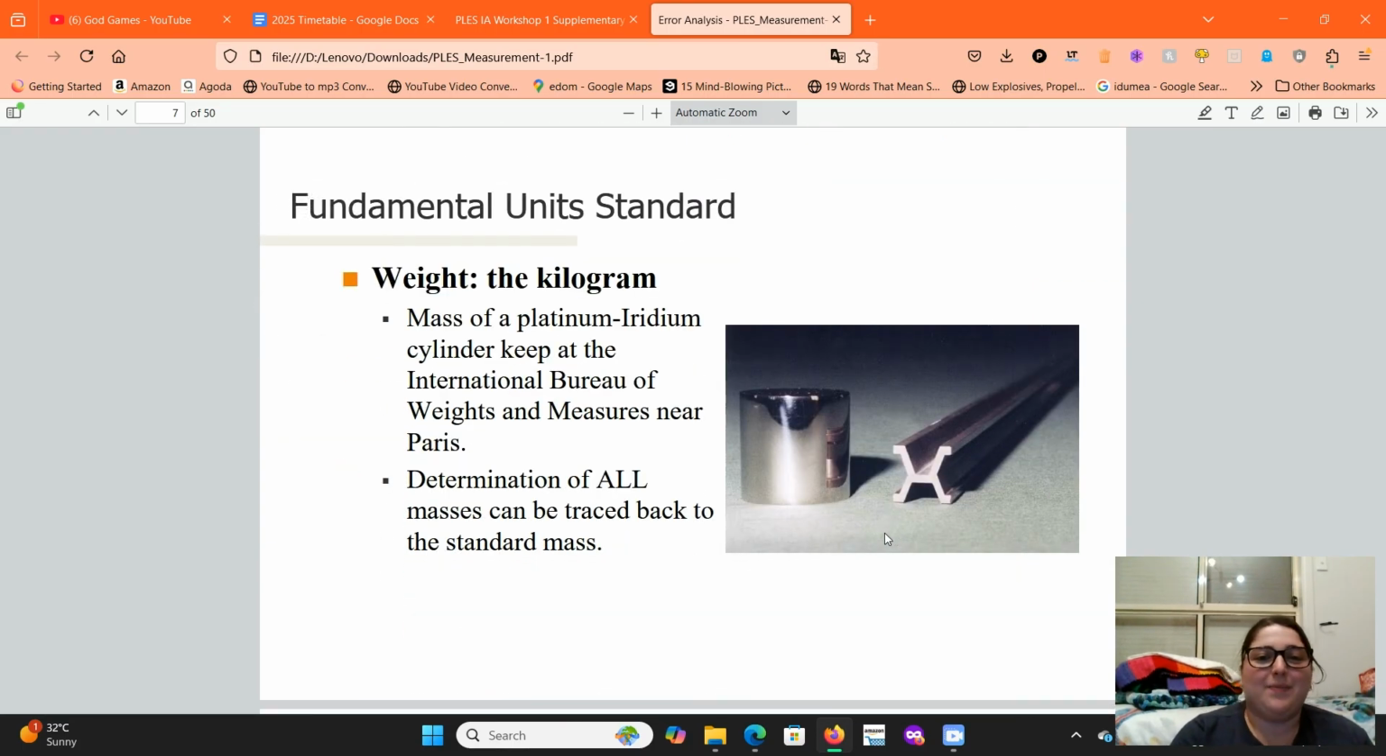Next, for weight, we use the kilogram. So, mass of a platinum iridium cylinder kept at the International Bureau of Weights and Measures near Paris. A determination of all masses can be traced back to the standard mass. Okay?